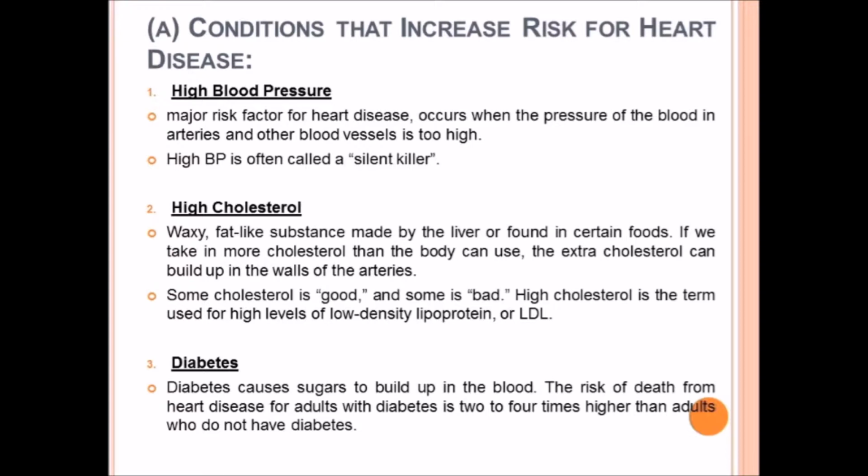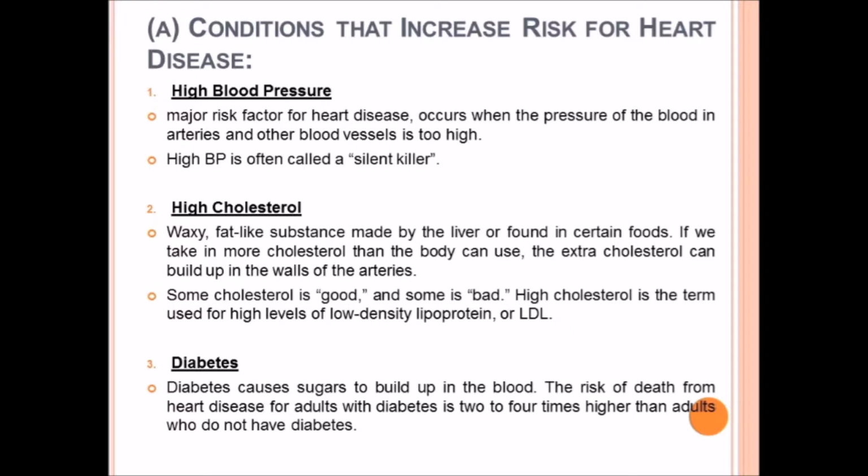A blood test can detect the amount of cholesterol and triglycerides, a related kind of fat, in your blood. Diabetes mellitus also increases the risk for heart disease. Your body needs glucose, which is sugar, for energy. Insulin is a hormone made in the pancreas that helps move glucose from the food you eat to your body's cells. If you have diabetes, your body doesn't make enough insulin, can't use its own insulin as well as it should, or both. Diabetes causes sugars to build up in the blood.